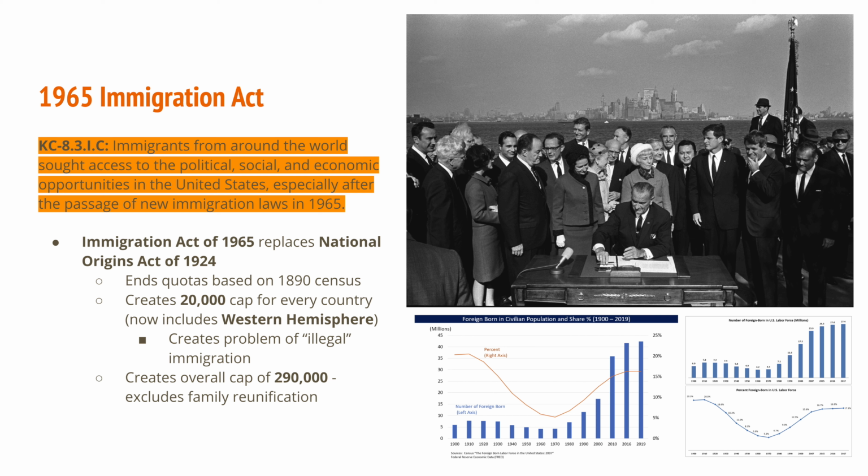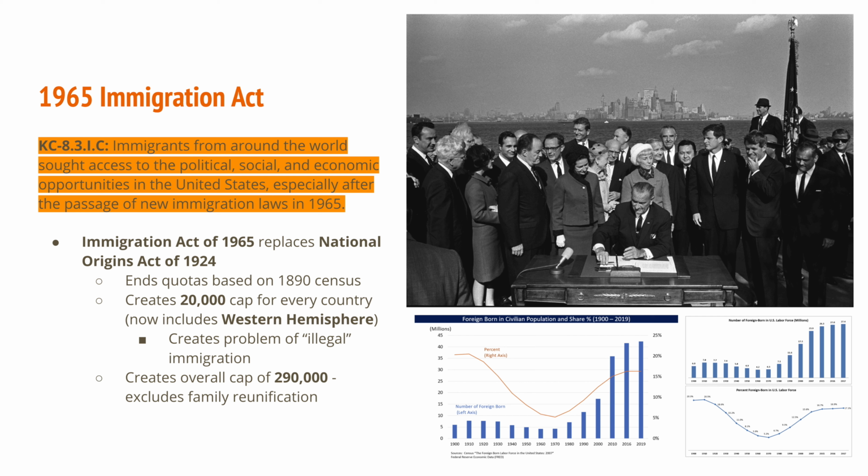So the Immigration Act of 1965 is going to replace the National Origins Act of 1924. You may remember this from the previous period. That act limited European or Eastern Hemisphere immigration to the United States down to 2% of what their 1890 levels used to be. So it severely limited immigration from abroad in the Eastern Hemisphere.